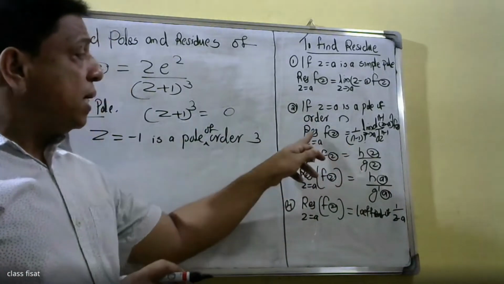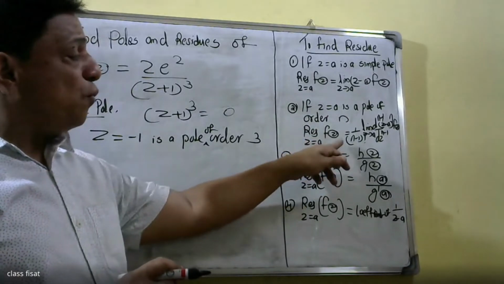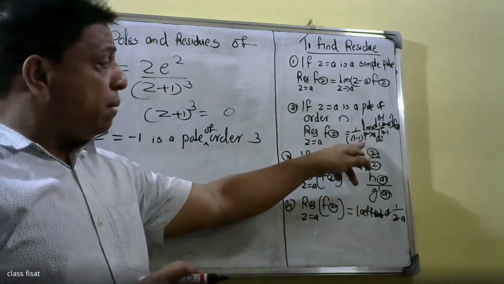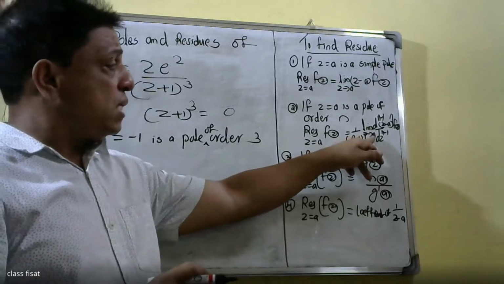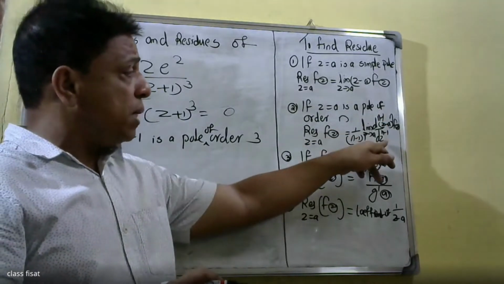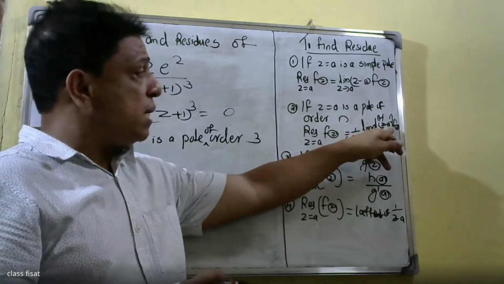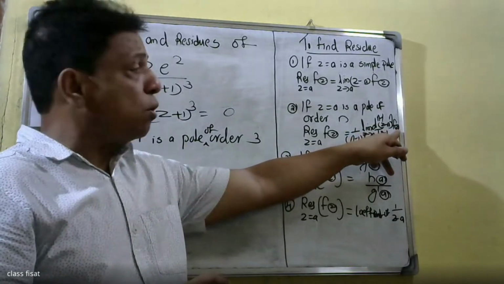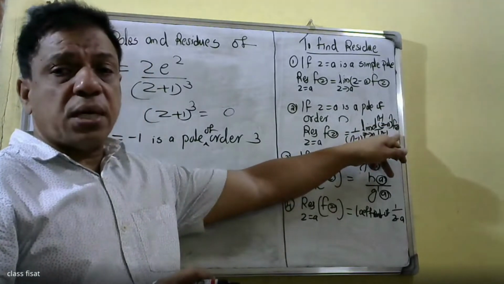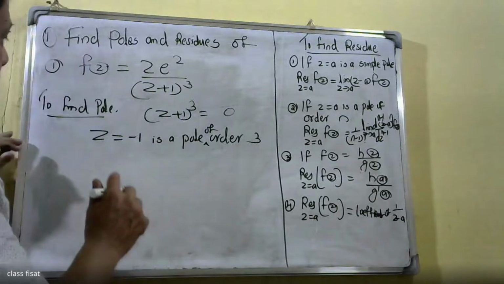The residue formula: residue at z equal to a of f of z is equal to 1 by (n minus 1) factorial, limit z tends to a, d raised to n minus 1 by dz raised to n minus 1, of (z minus a) whole raised to n times f of z. This formula is used.